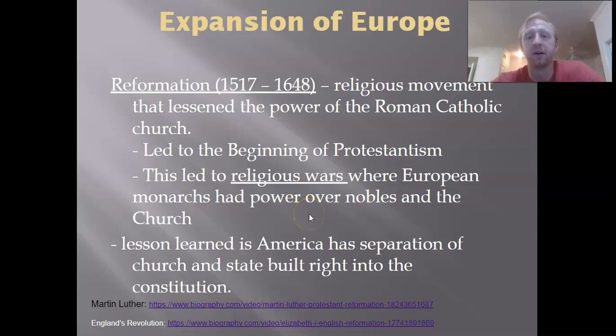Okay, so lots of power in the church, and the church starts to play a second, leading role, and the king starts to get way more power. So lesson learned in America that separated the church and state, built right into the Constitution. Some of you guys probably don't know this. In the First Amendment, where it says freedom of speech, it also says there's a separation of church and state. This is one of the biggest answers to what America learned from Europe. And that is don't let the church have control. It is illegal for that to happen in this country.